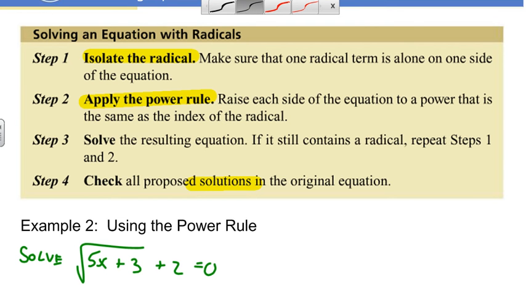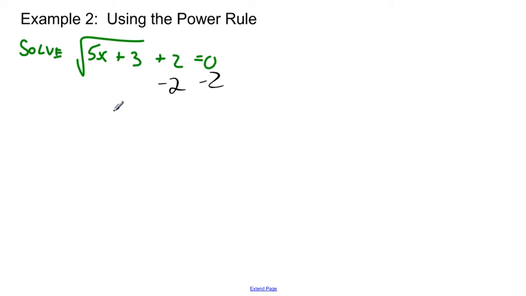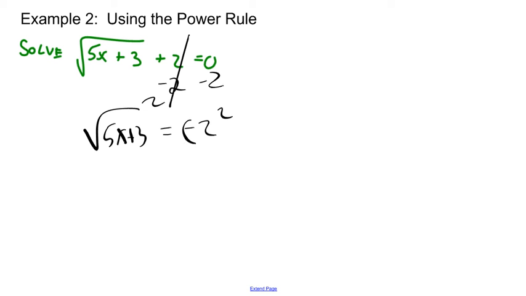So let's tackle this guy. And let's get nerdy. Okay, so the first step was to isolate the radical. So I want to get the radical by itself, so I'm going to subtract 2 from both sides. So I get radical 5x plus 3, and those are gone, right? Equals negative 2. Now, I want to get rid of the radical, so I'm going to do step 2, which said to do the power rule. So I'm going to square both sides.